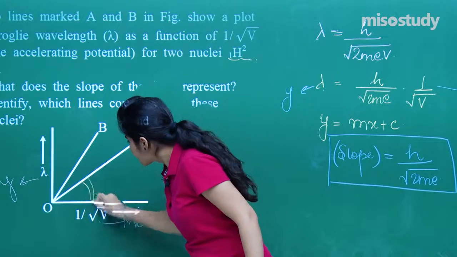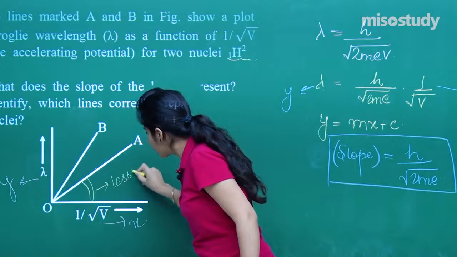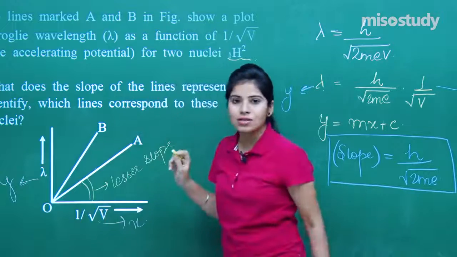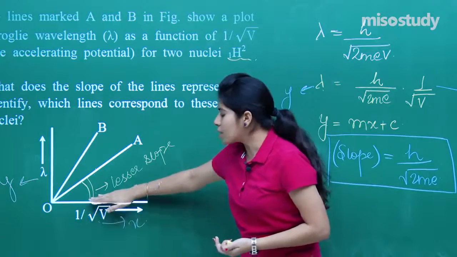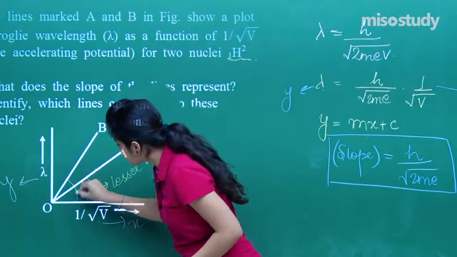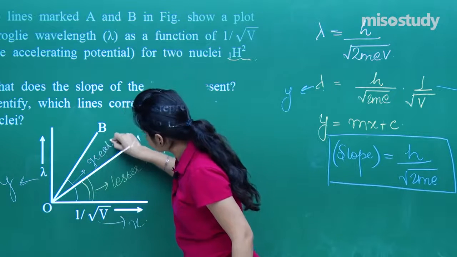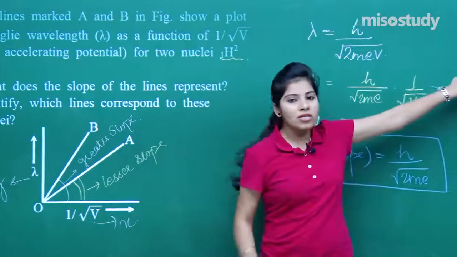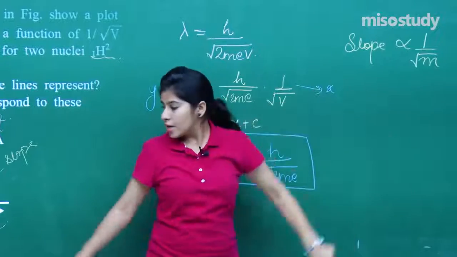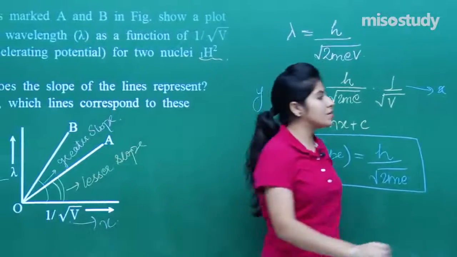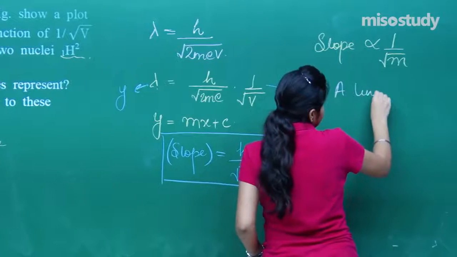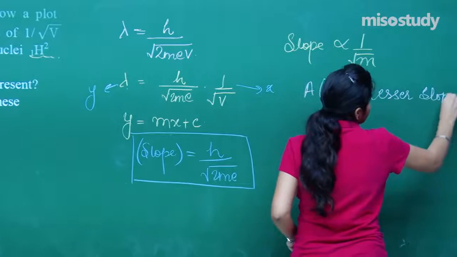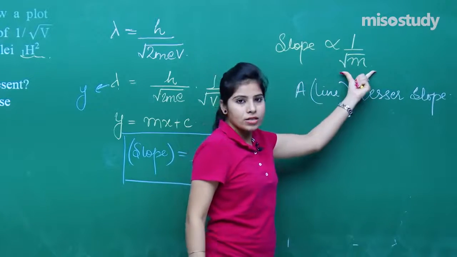This A has the lesser slope because we define the slope in terms of angle. So see, this has the lesser angle and this B line has the greater angle. So that means this has the lesser slope and B has the greater slope. And slope is inversely proportional to root m. So if we are talking about line A, which has the lesser slope, it should have what? Lesser the slope, greater the mass.